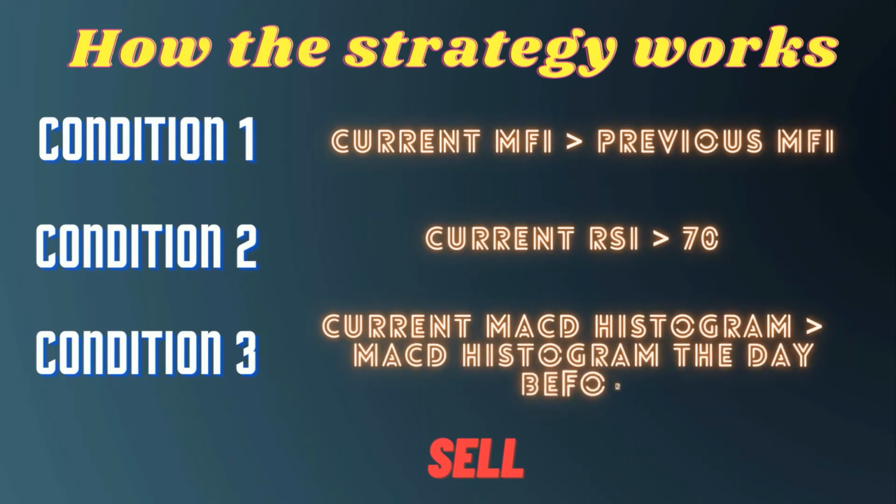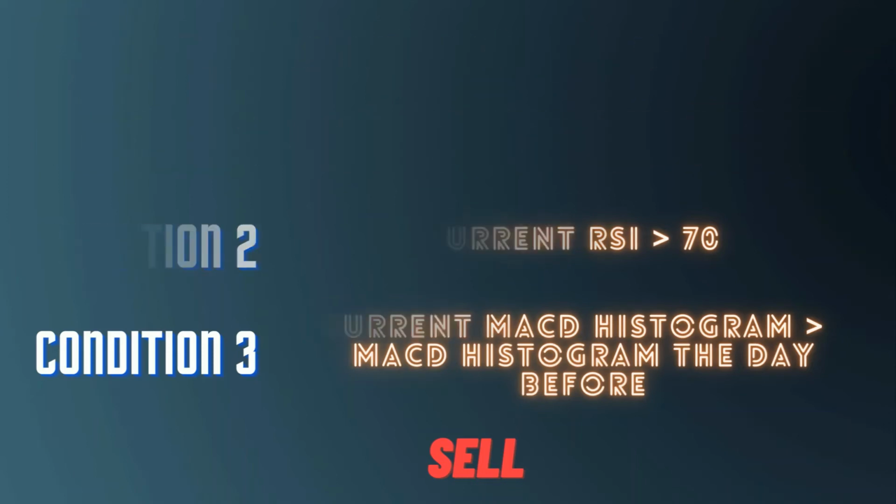Condition 1, the current MFI value has to be greater than the MFI value the previous day. Condition 2, the current RSI value has to be greater than 70. And condition 3, the current MACD histogram value has to be greater than the value of MACD histogram the day before previous day. So when these 3 conditions are met, we go ahead and sell the stock or futures.